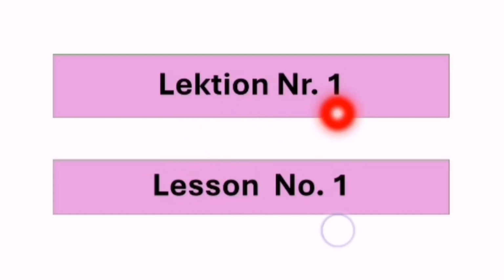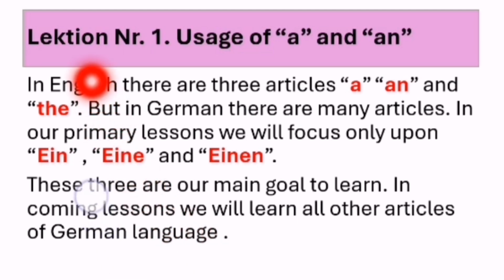So, Lektion Nummer 1, lesson number 1 of book 2. In Lektion Nummer 1 or in lesson number 1, we will learn about the usage of a and an, the articles of English. Okay, a and an, these are the articles in English language. So what kind of articles does the German language have? So we will learn about these articles. So just simply read with me, listen carefully, okay?